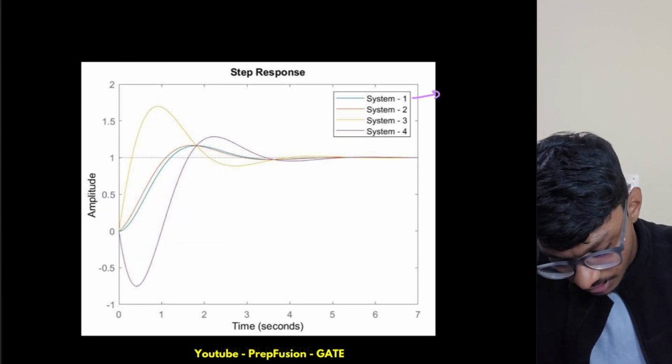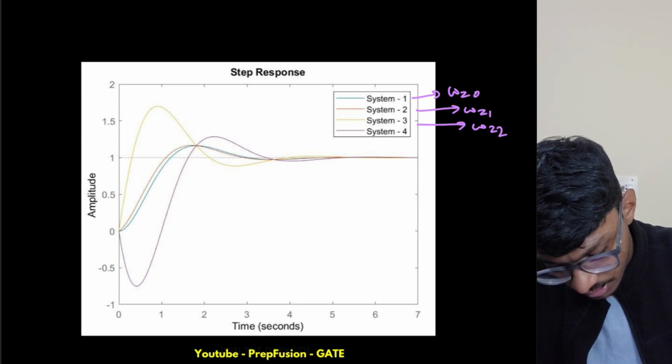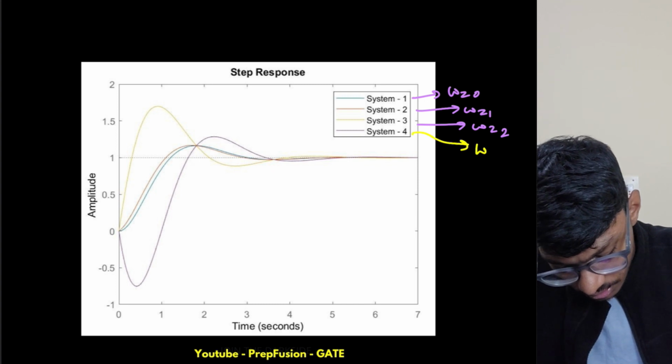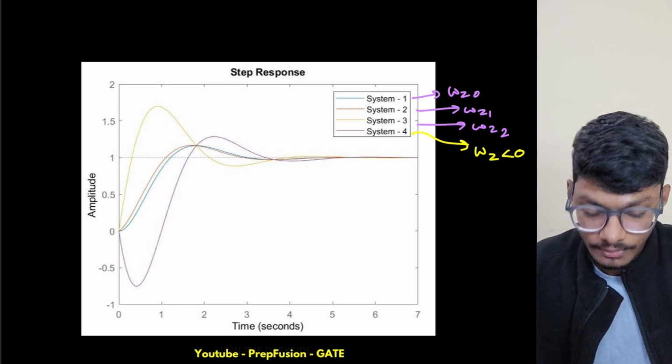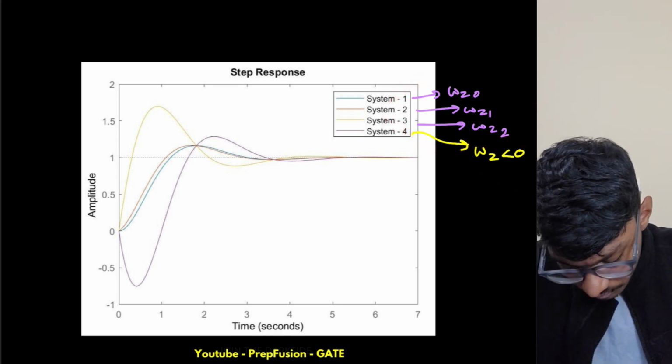The system was like, let me name these as omega z0, omega z1, omega z2, and here my omega z is less than 0, okay. So this is my omega z where it is less than 0. So these are the three things.